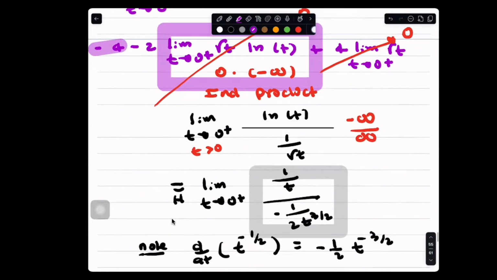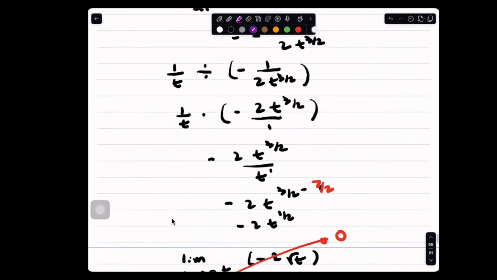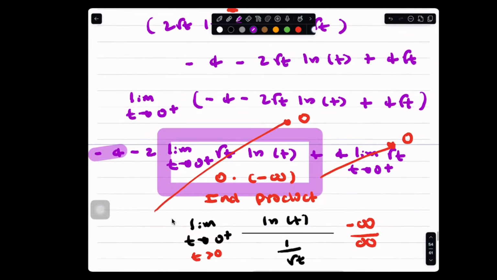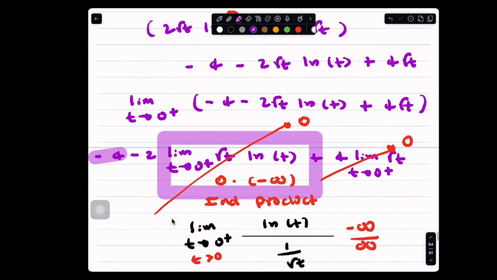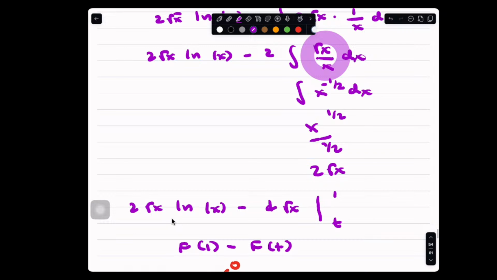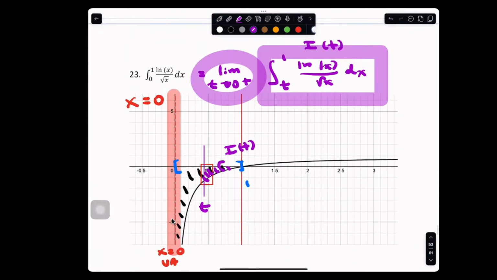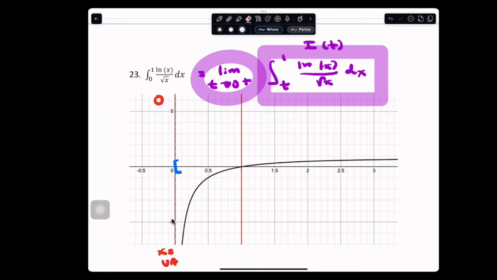So we had an indeterminate product to which we applied L'Hopital's rule. And this is convergence because the improper integral here equals negative 4. So let's get rid of all of this so we can emphasize what is happening.